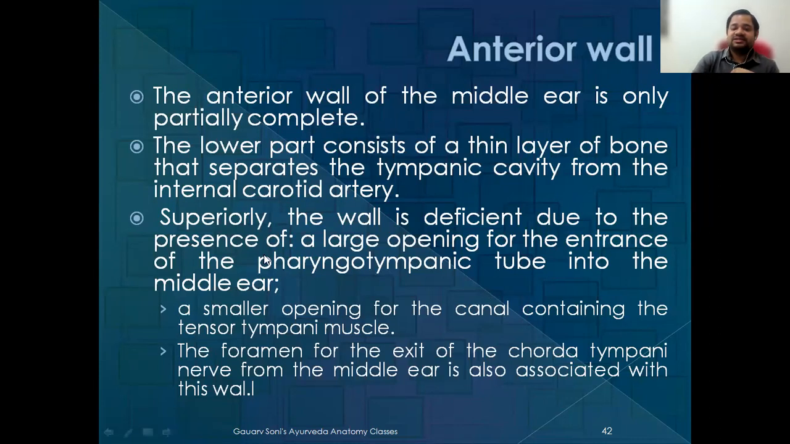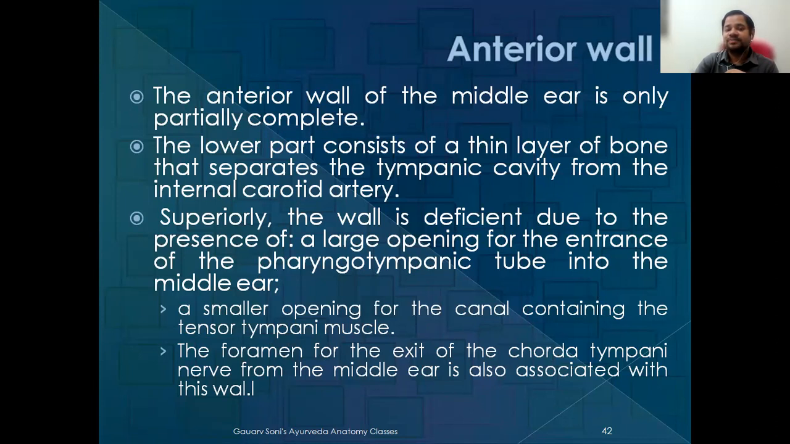Again, there are more characteristic features. There is a small opening for a canal containing the tensor tympani muscle on the anterior wall only, and there is a foramen for the exit of chorda tympani. Remember, in the previous slide, on the posterior wall, we talked about the entry point of chorda tympani, but the exit point is present on the anterior wall. Okay, so this wall is the anterior wall.